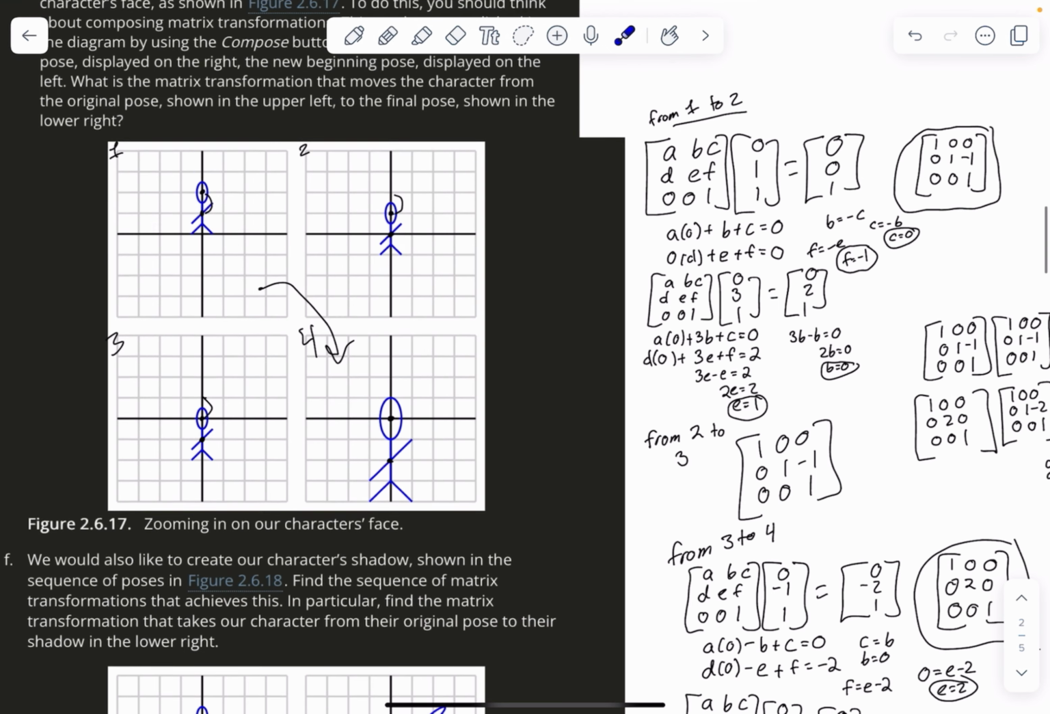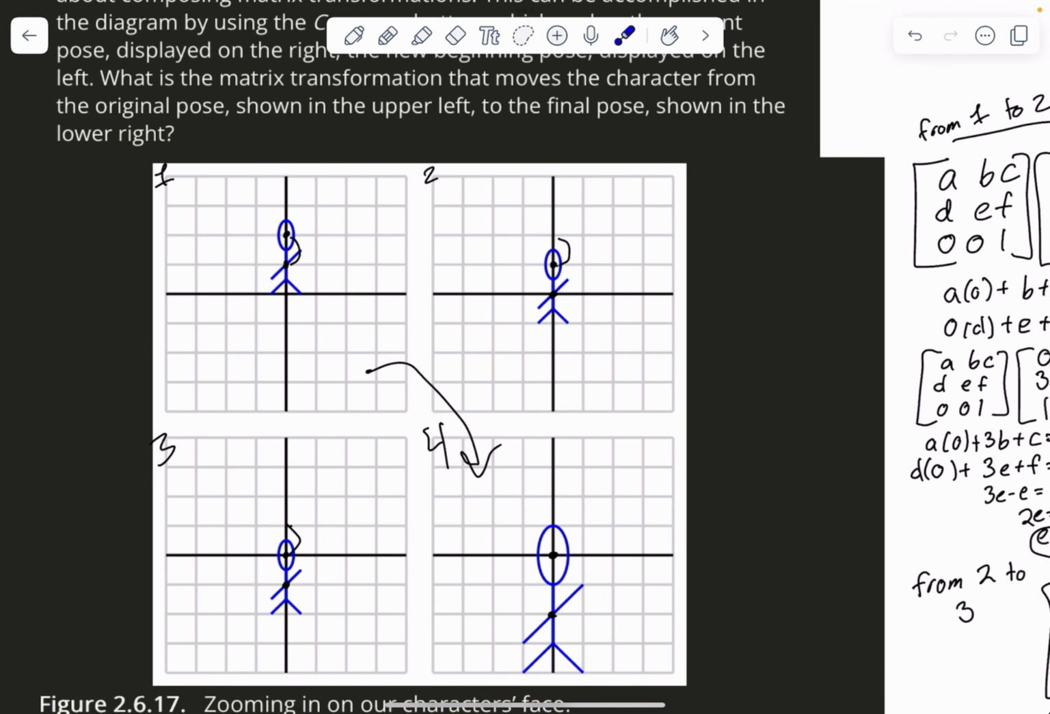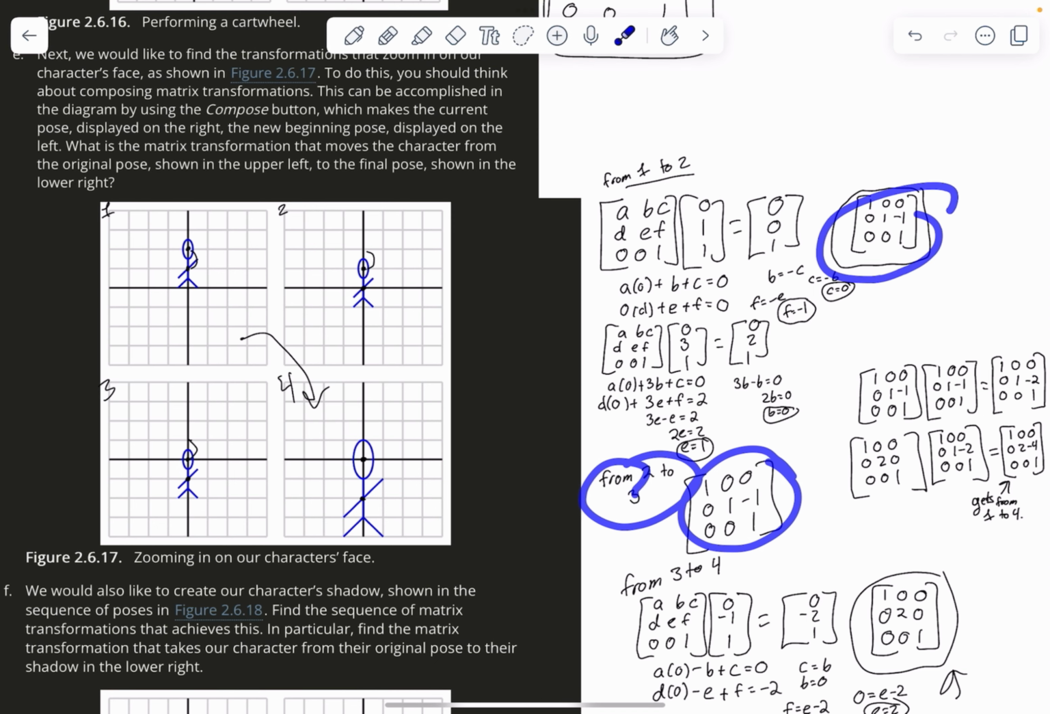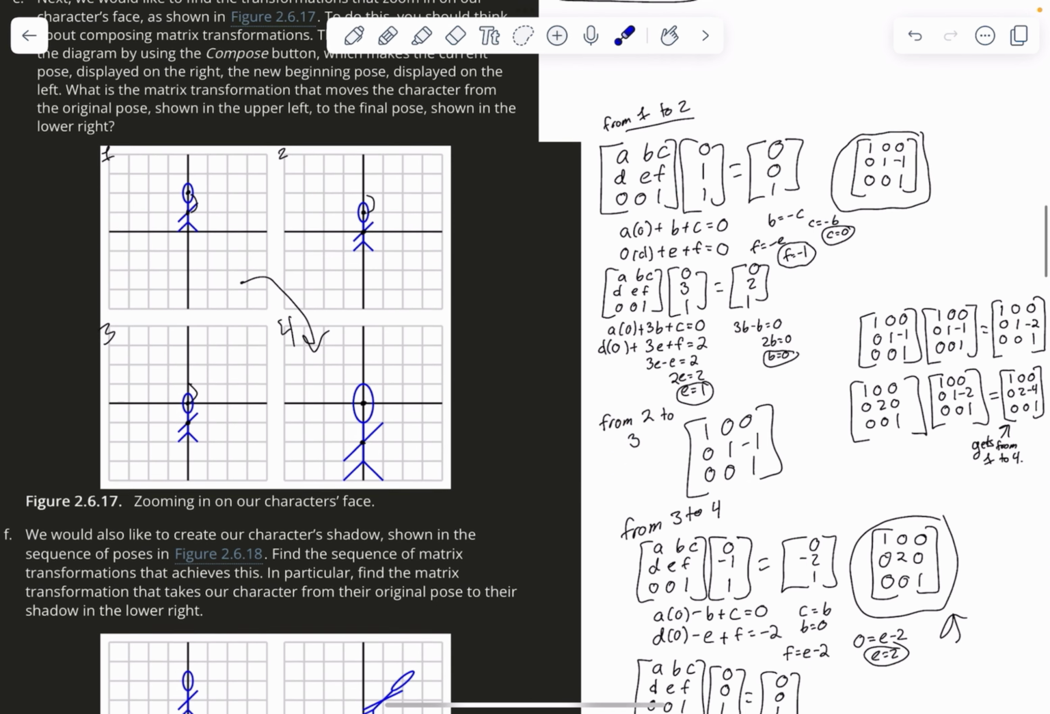And then I got these little guys, these dancing guys. He moves down 1. This moves down 1. So these two transformations are the same that are happening from 1 to 2 and 2 to 3. So I concluded that here. And here I got that and that and all of that algebra stuff that I did.